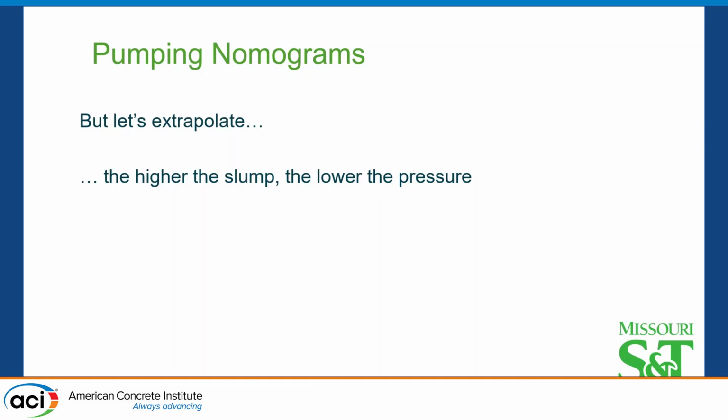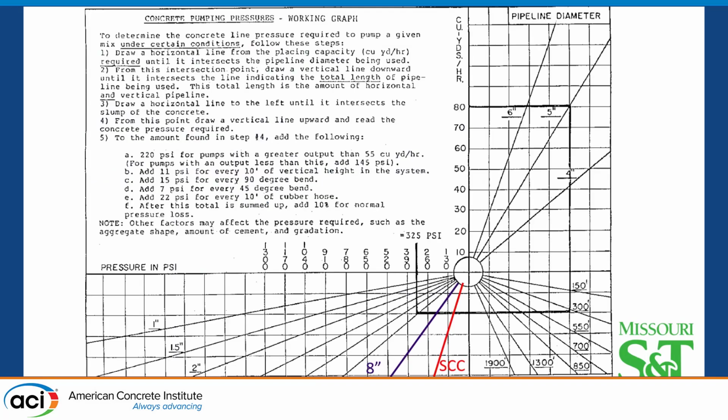So let's extrapolate. If I believe that graph, the higher the slump, the lower the pressure. Right? Because the slope is getting lower and lower, so if you intersect, you're getting to the lower pressures. So I put two purely hypothetical lines in here, not funded anywhere.